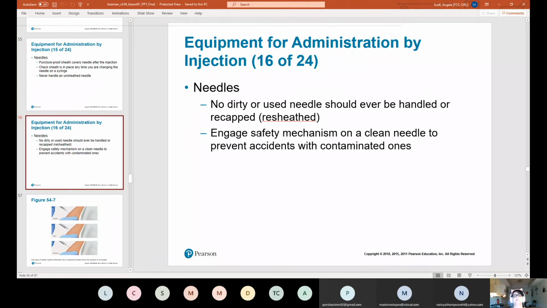And the reason that we don't do it with clean needles, why? Because you do not want that muscle memory. You do not want that to be something in your mind that says, okay, I'm just going to recap. And then one day you do it with a dirty needle and get stuck. Okay, so this is why we don't do that.